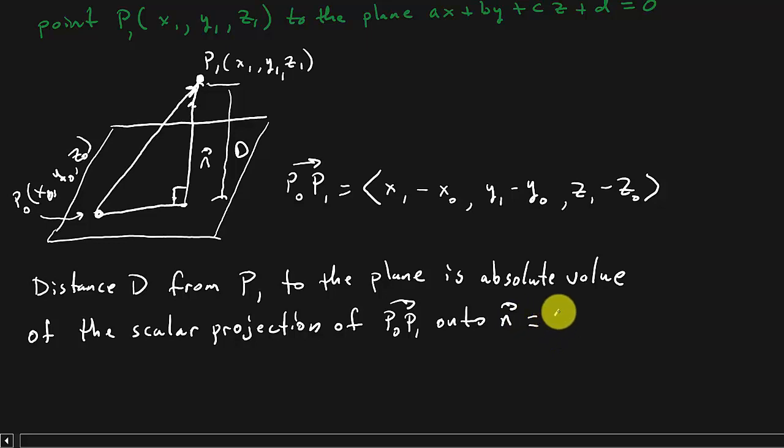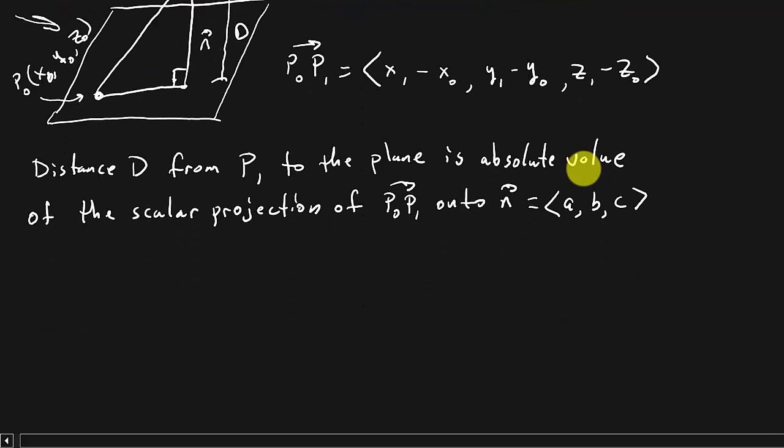And n is equal to what? A, B, C, our normal vector. So remember, if I take this vector, it's like you're shining a light down this way. And this projection here is the projection of this down here. The scalar projection will give me the length of it right there.